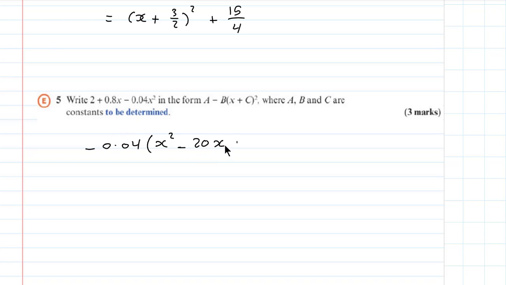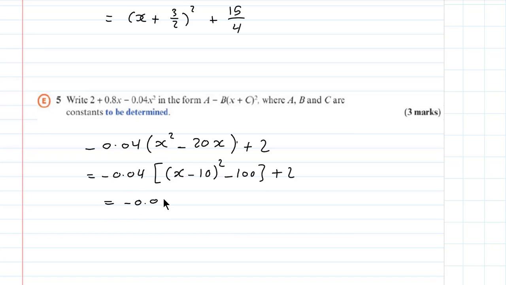Okay, 20x of course, and then keep plus 2 away, and then we will write negative 0.04 big bracket, and then small bracket x minus half of the coefficient, which is 10, all squared minus 100, close the big bracket, and then plus 2, expand again here, equals negative 0.04 x minus 10 all squared, and then we have plus, of course, 100 times 0.04 will be 4, 4 plus 2, we can write it 6, okay?